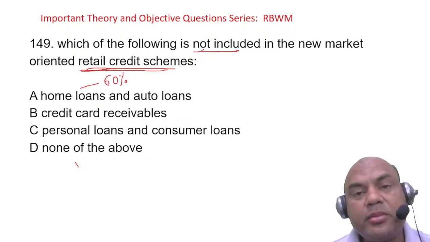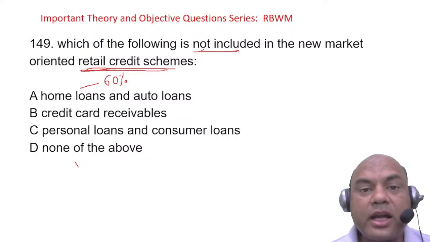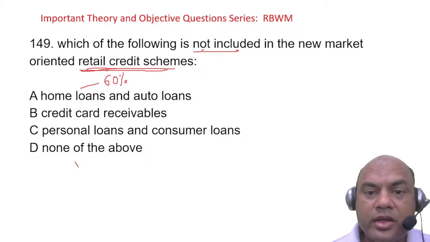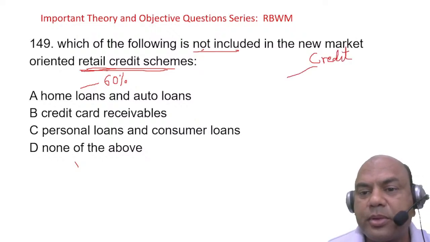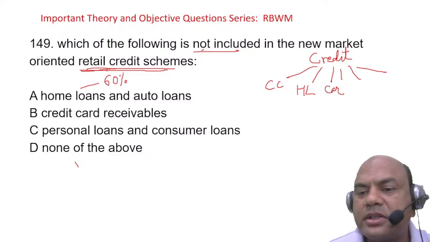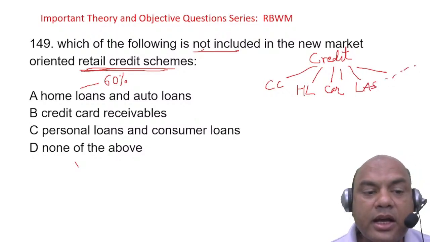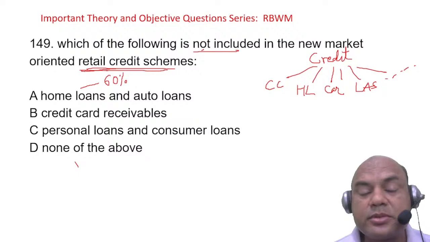Remember, credit scheme doesn't mean credit card scheme. Credit card is different, credit scheme is different. Credit means loans, and credit card is a part of the loan. It can be anything. One of them is credit card, then home loan, car loan, LAS, loan against shares. Everything, you can go on and on. Credit card receivable is also a part of the new loan. Personal loan and consumer loan, that is also a part.